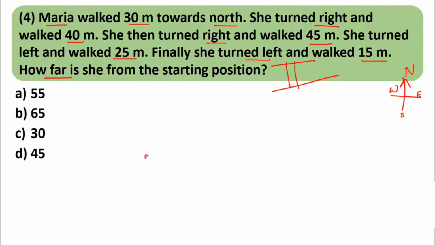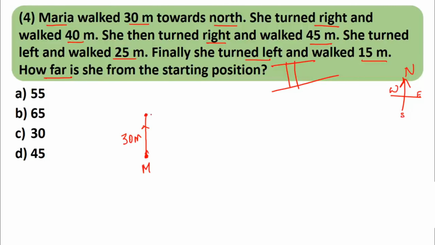Now Maria is over here. Say this is Maria. Okay, she is facing towards north and she walks 30 meters towards north. So this is 30 meters, and this is the north direction. Now she turns right and walks 40 meters.